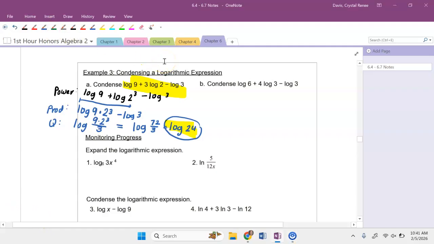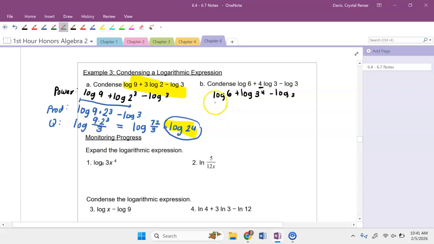All right, let's do one more together, and then you can try one on your own. Okay, so using the power property, I can see this middle term right here. I can write this as a power because it's a coefficient. So I can rewrite this as log of 6 plus log of 3 to the 4th minus log of 3.